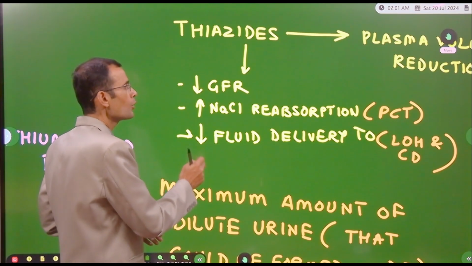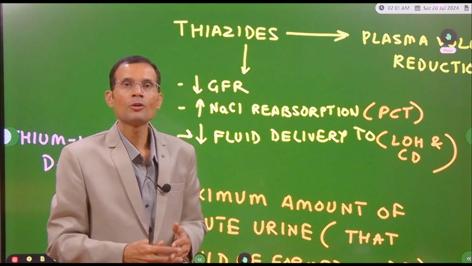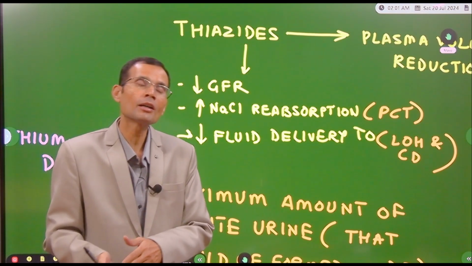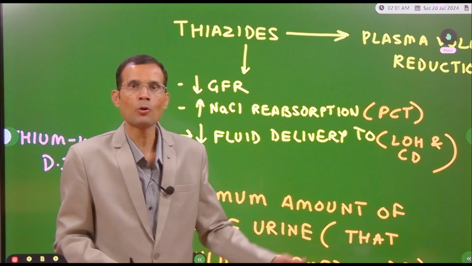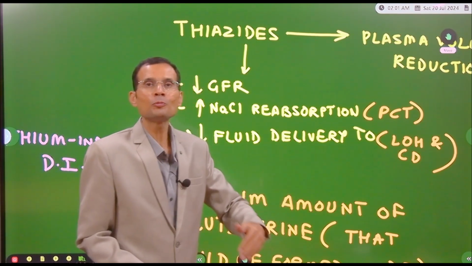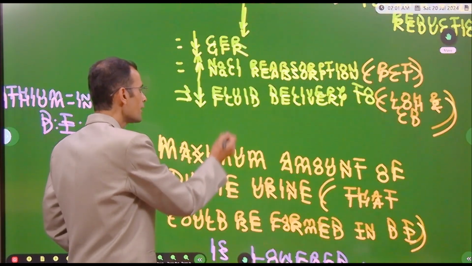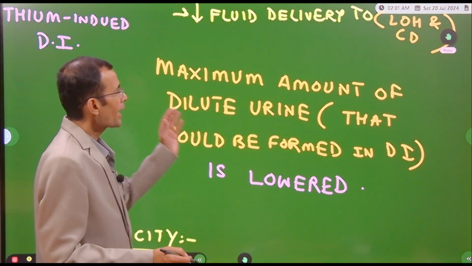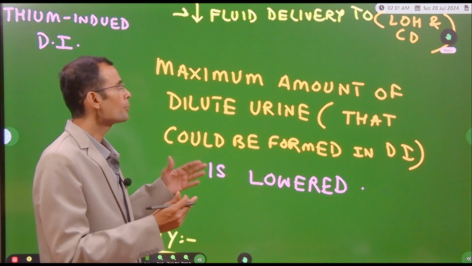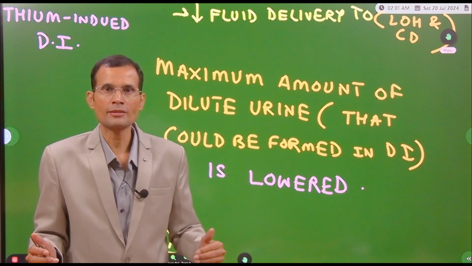Therefore the fluid delivery to the later distal part of the nephron will become less and less. It's the PCT which will tend to increase the reabsorption of sodium chloride and water. So less sodium chloride and therefore less fluid will be delivered to the loop of Henle and to the collecting duct. So the resultant condition is that the maximum amount of dilute urine that could be produced in diabetes insipidus becomes less.